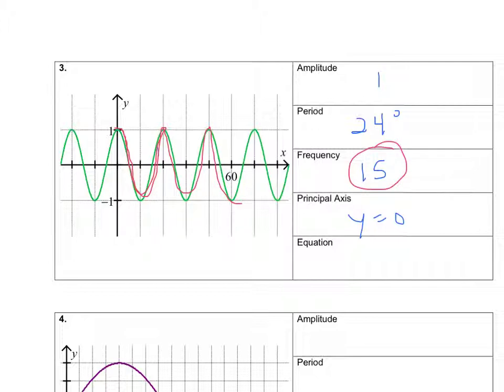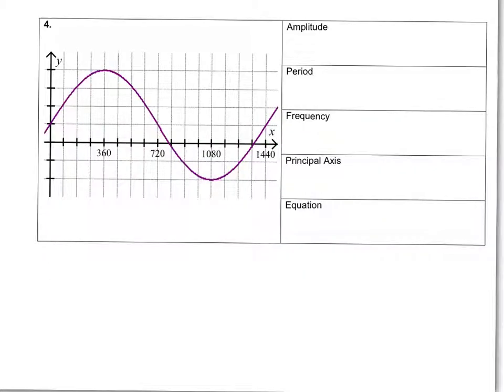The principal axis here is 0. And again, because the curve doesn't start at the principal axis, I'm going to use a cos curve. So this is y is equal to cos 15x. Alright, we'll give this example a try. Again, state the four things and try to figure out the equation. Come back and check your work.